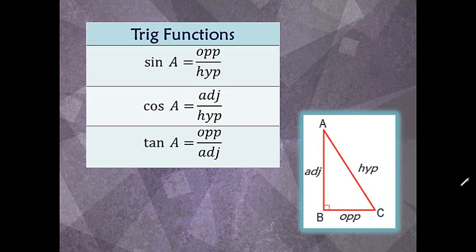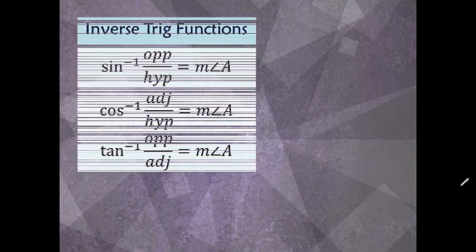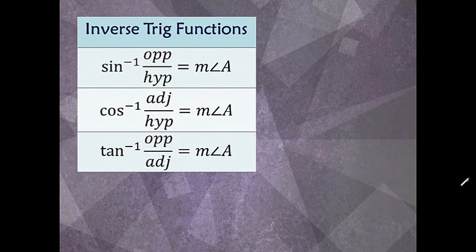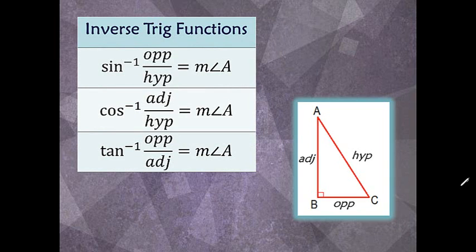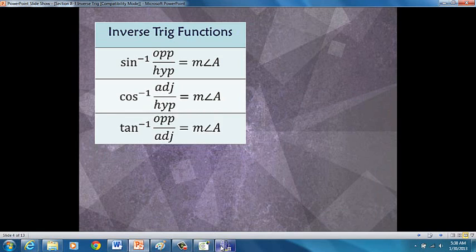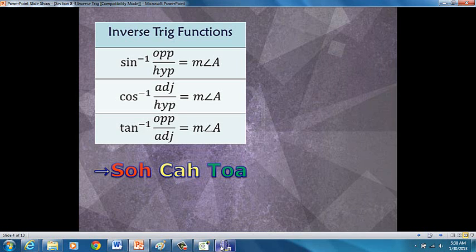Today we're going to learn about inverse trig functions. Instead of looking for our missing side, we're going to be looking for the actual angle measures. Our inverse trig functions are sine inverse, cosine inverse, and tangent inverse. To work with them, we're still going to use SOHCAHTOA to help us determine which function to use. Make sure that when we're using our calculator, we must put it in degree mode.